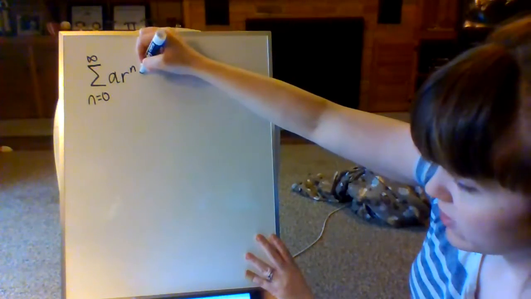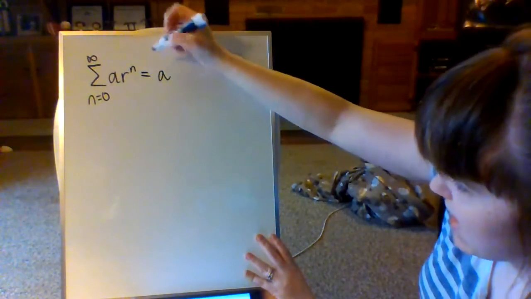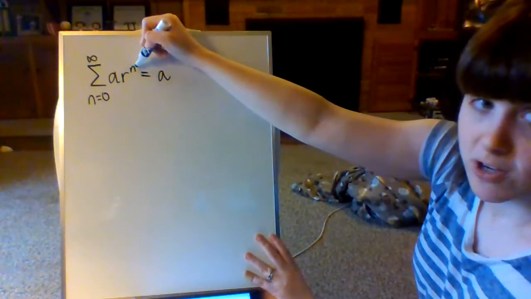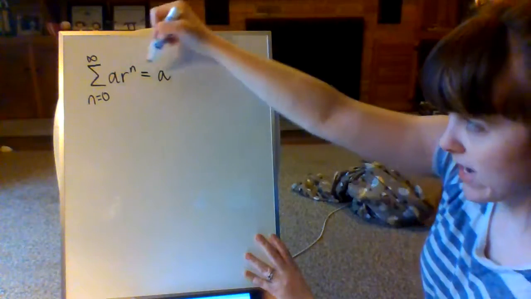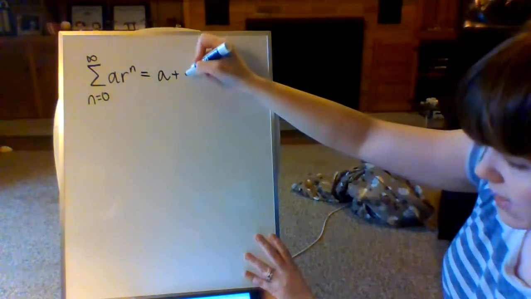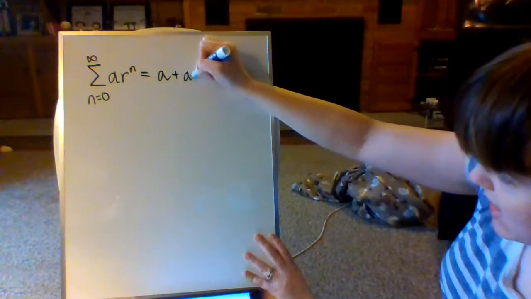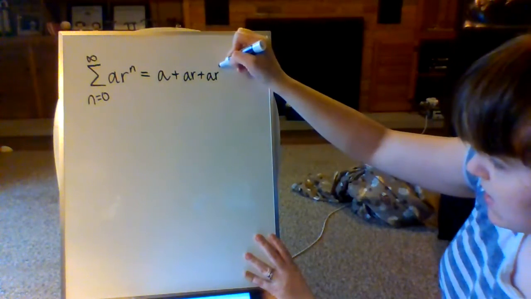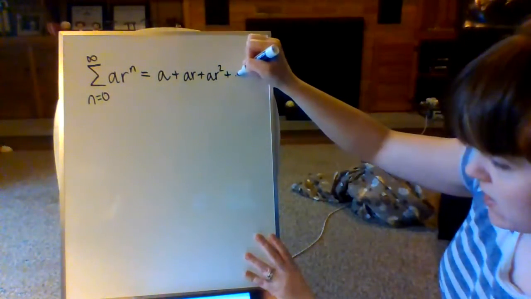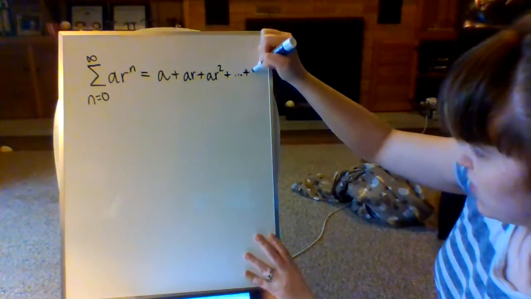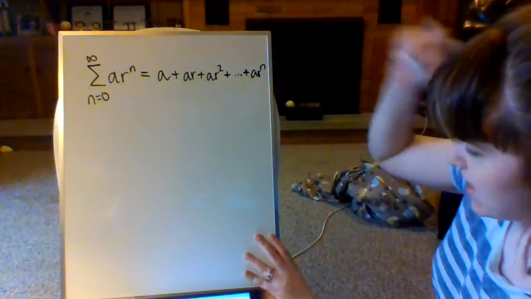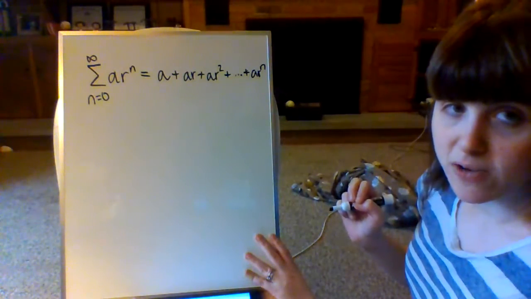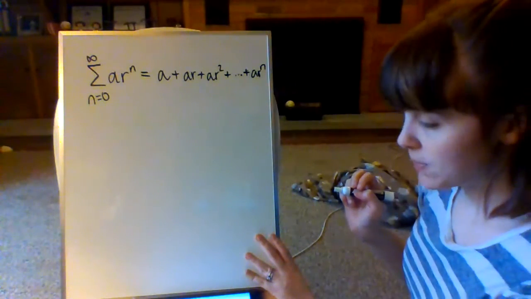Okay, so to get the first term, that would just be a, because if you plug in a 0 for n, r to the 0 is 1, and 1 times a would be a. The second term would be a times r. The third term would be a times r squared, all the way up to a times r to the n. So that is how they are generically written.